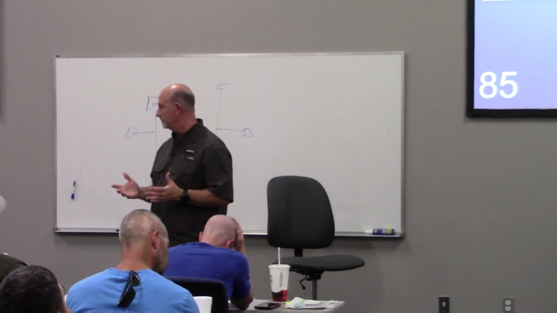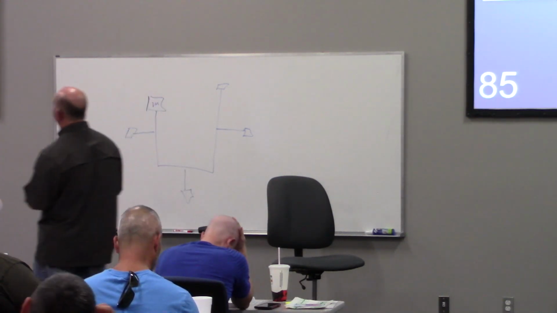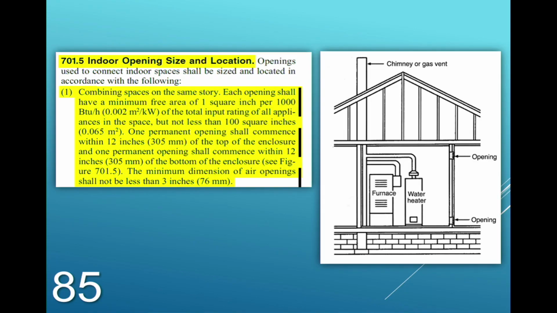Make sense? Last sentence in that paragraph, the minimum dimension of air openings shall not be less than 3 inches. So the only change in there is they refer you to figure 701.5 on the next to the last line. The last line they said 76 millimeters. That metric measure has never been in the code before. That's the only change there, right? Still 3 inches in dimension.